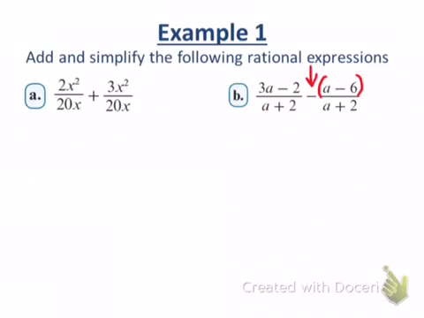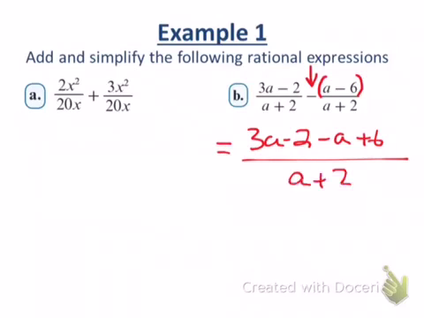Now, our denominators are the same, right? And that's good. So I can just combine, in this case, subtract the numerators. So instead of doing this in one step, let me show this step. It's going to be 3a minus 2 minus a plus 6 over a plus 2. Say it again, Robert. 2a plus 4 over a plus 2.